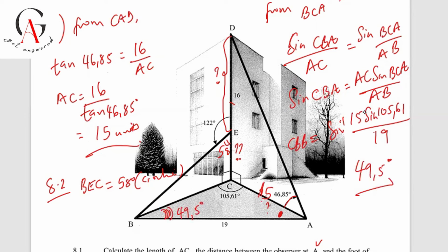Then I can find this angle using the angles in the triangle. So BAC is going to be 180 minus this minus that. Let's do that: 180 minus 49,5 minus 105,61. That gives me 24,8, 24.89 degrees.